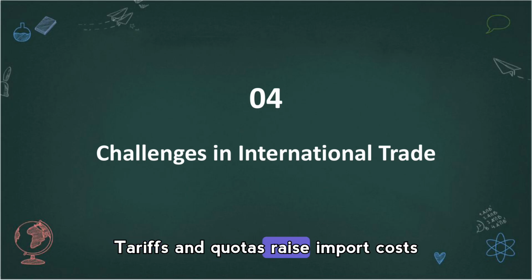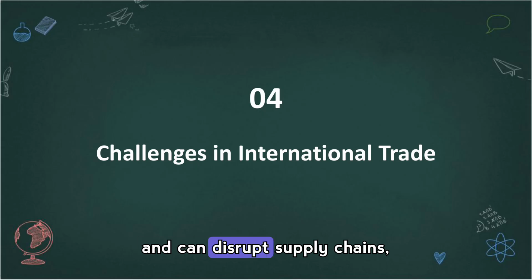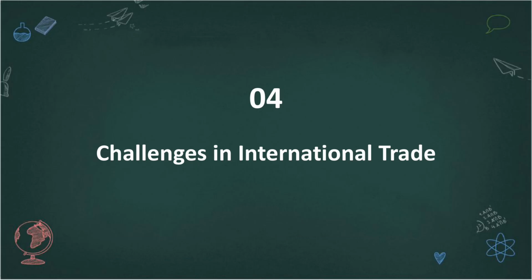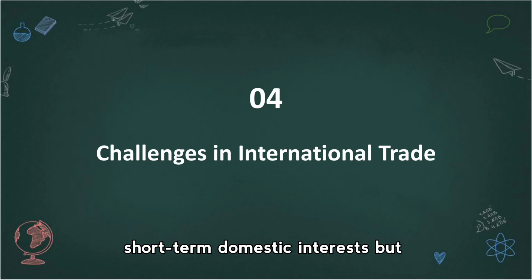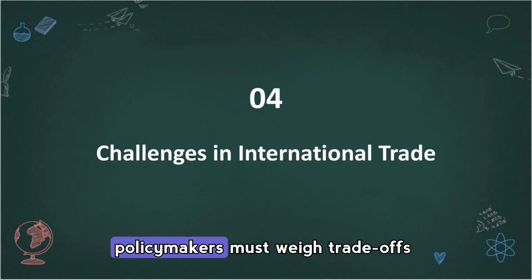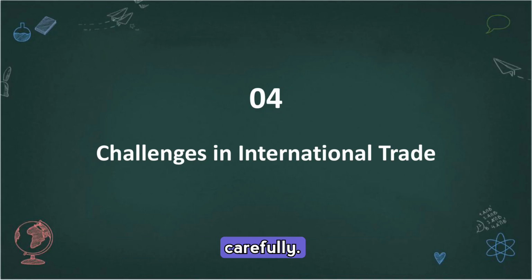Tariffs and quotas raise import costs and can disrupt supply chains, making goods less competitive and creating shortages or inefficiencies. These measures often protect short-term domestic interests, but can increase consumer prices and reduce overall productivity. So policymakers must weigh trade-offs carefully.